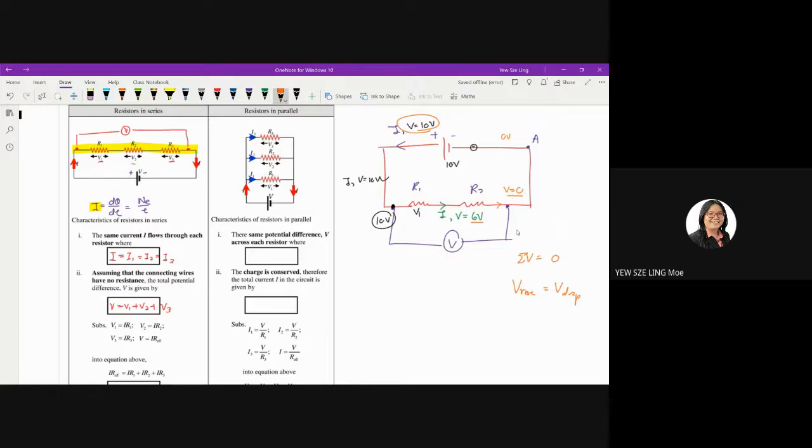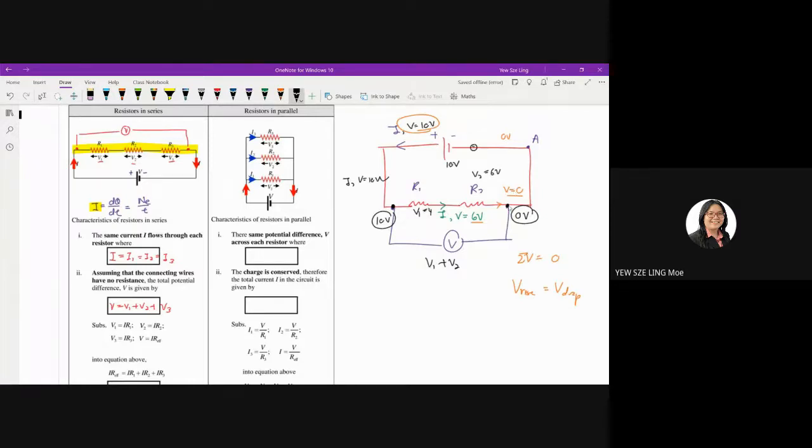Because it experienced a potential drop as it passes through the resistor, the energy is being used to overcome the resistance. So now at this point, at the end, the voltmeter records 0 volt. So the potential difference across these 2 points is actually the sum of V1 plus V2. Let's say your V1 is 4 volt, your V2 is 6 volt. So it experiences a drop, and eventually it goes back to 0. So V total is equal to your V1 plus V2, right?